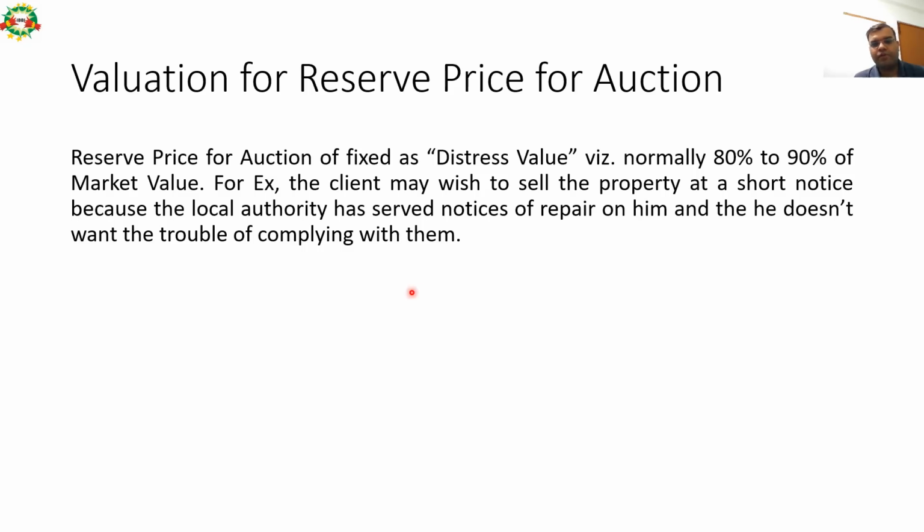Valuation of properties for fixing reserve price for auction. The reserve price for auction is fixed at a price known as distress value, which is normally 80 to 90% of the market value. For example, the client may wish to sell the property at short notice because the local authority has served a notice of repair on him, and he doesn't want the trouble of complying with it. He may go for auction of the property and may tend to sell the property at distress value.